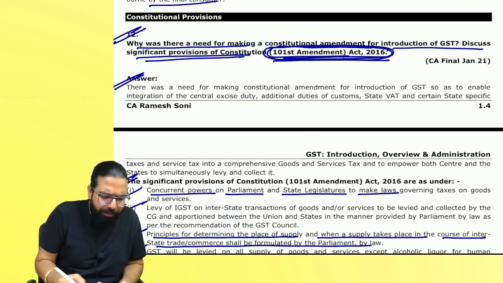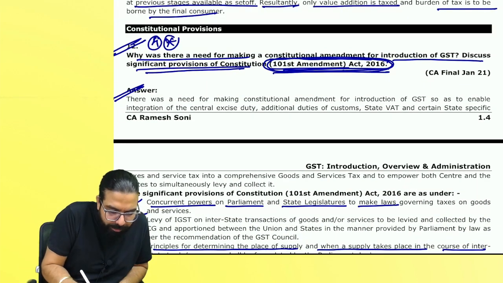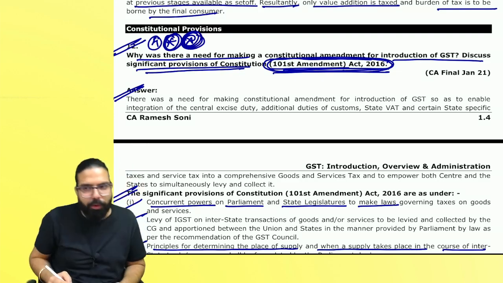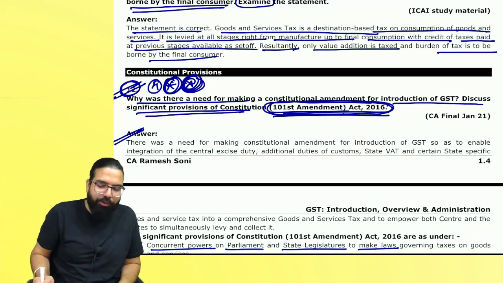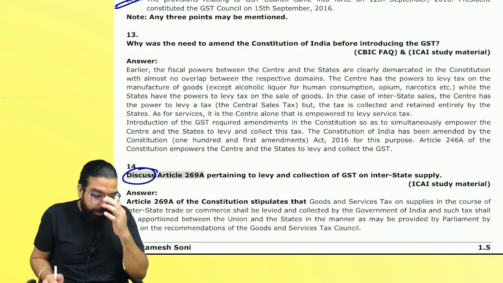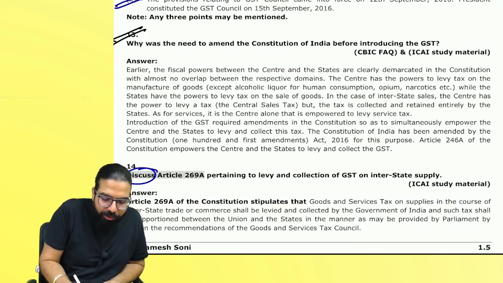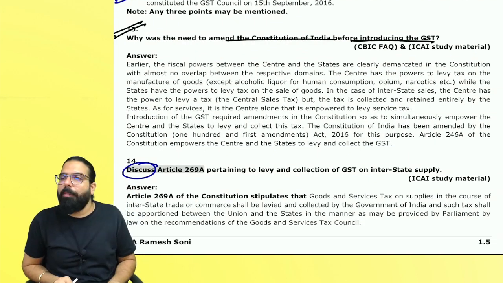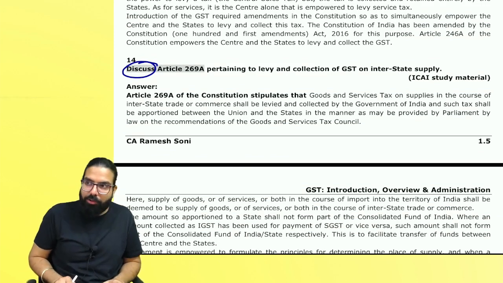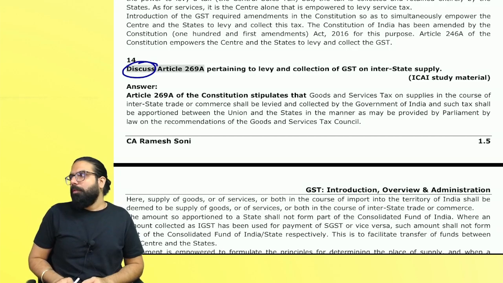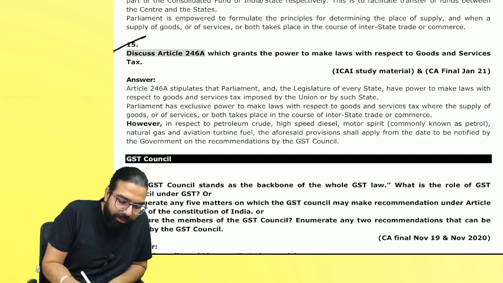For this question, you should at least know four points. The second question, which you should read and not leave, is question number 12, an important question. Why was there a need for a constitutional amendment before introducing GST? Because both governments had to be given equal power, and to give equal power they introduced article 246A. Discuss article 246A.